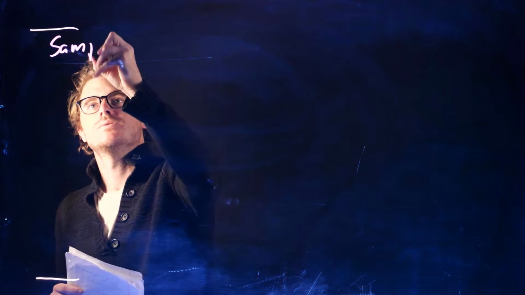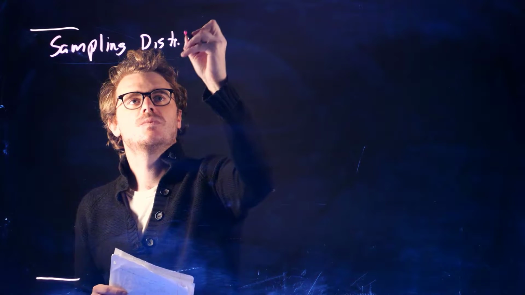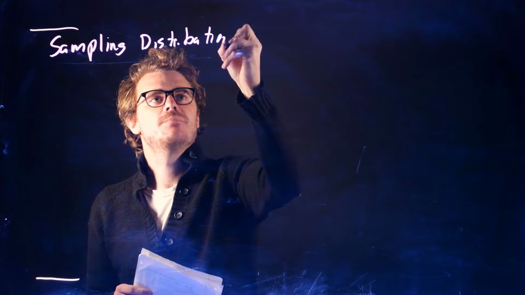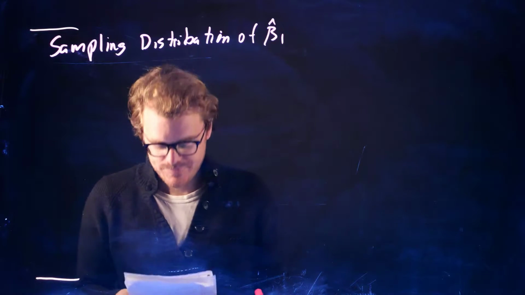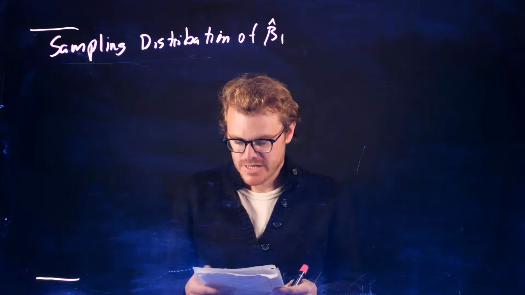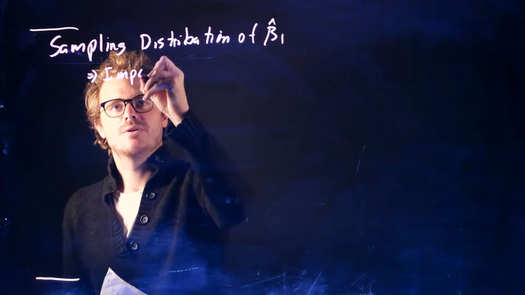So now let's talk about the sampling distribution of our estimators. So, sampling distribution. In particular, we're just going to do the sampling distribution of beta hat 1. So that estimator, beta hat 1. So let's first talk about the importance.